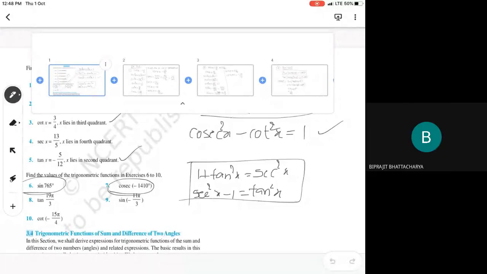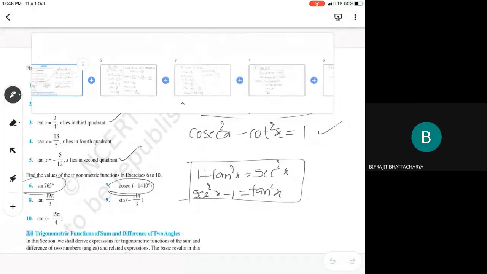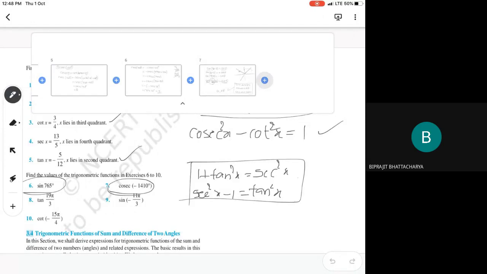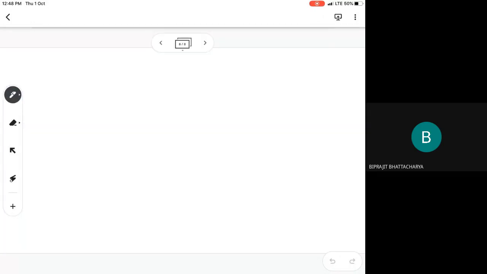Tan 19 pi by 3. The question is given as 19 pi by 3. Don't write 180 in place of pi and divide by 3. That's a lengthy process actually. From now on you should be habituated to writing the angles in the form of 19 by 3 as 6 1 by 3.